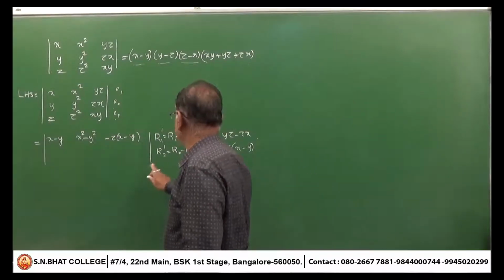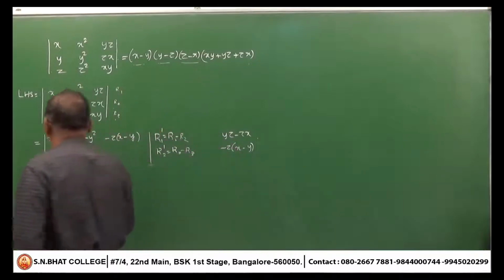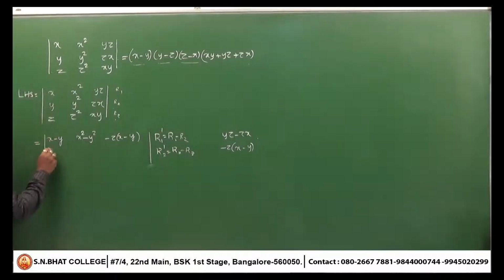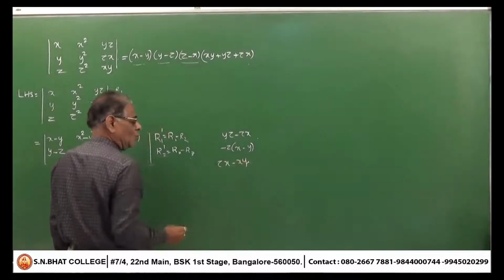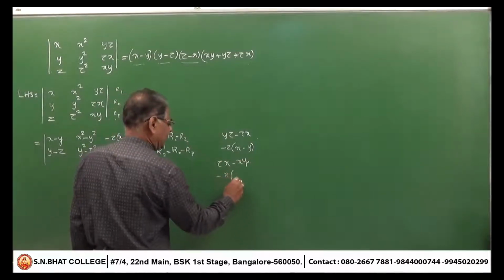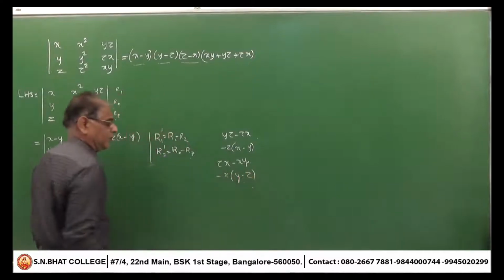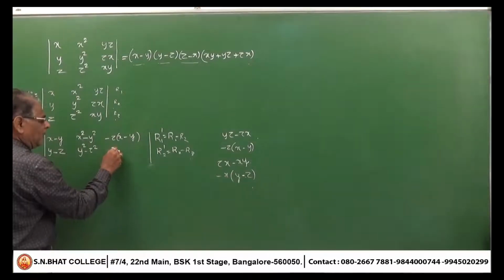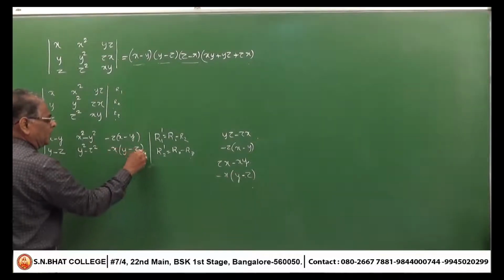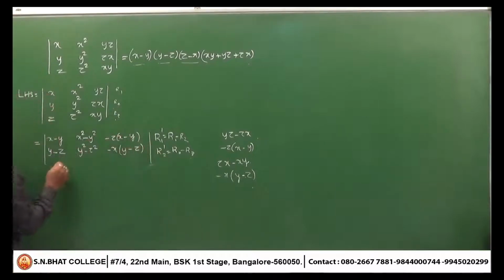Next, the second row operation, R2 dash is R2 minus R3. This is R2, this is R3. Y minus z, this minus this. Y square minus z square. Next, zx minus xy. To get y minus z common factor, you take minus x common factor. This is minus x into y minus z. I have not touched R3, write R3 as it is: z square, x, y.